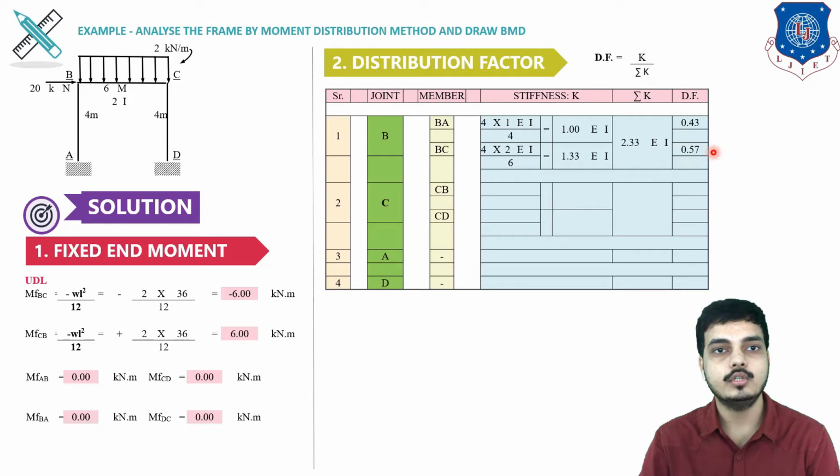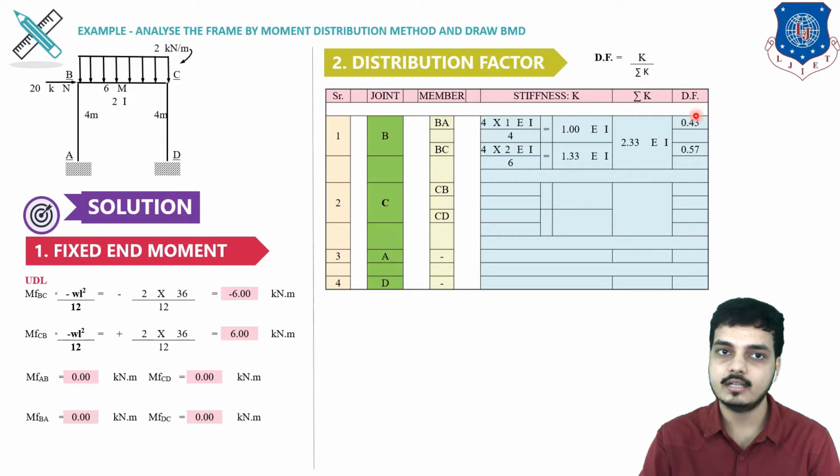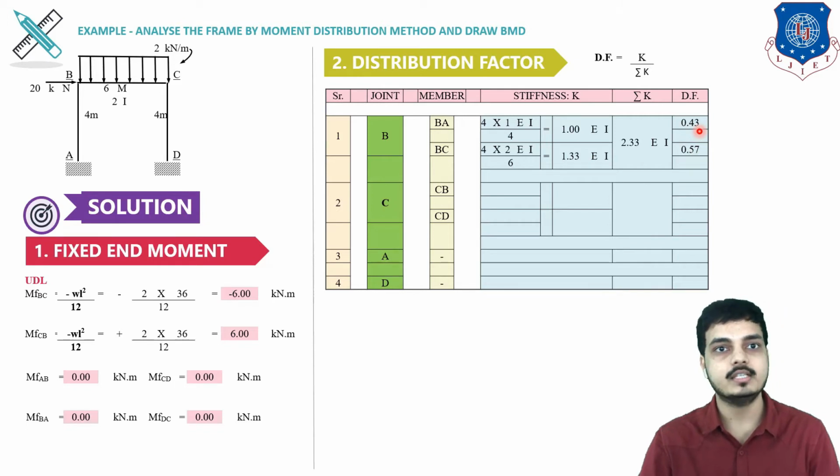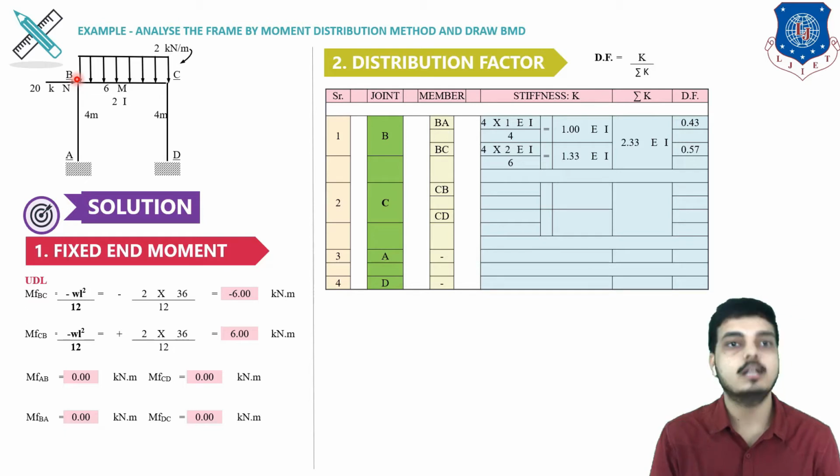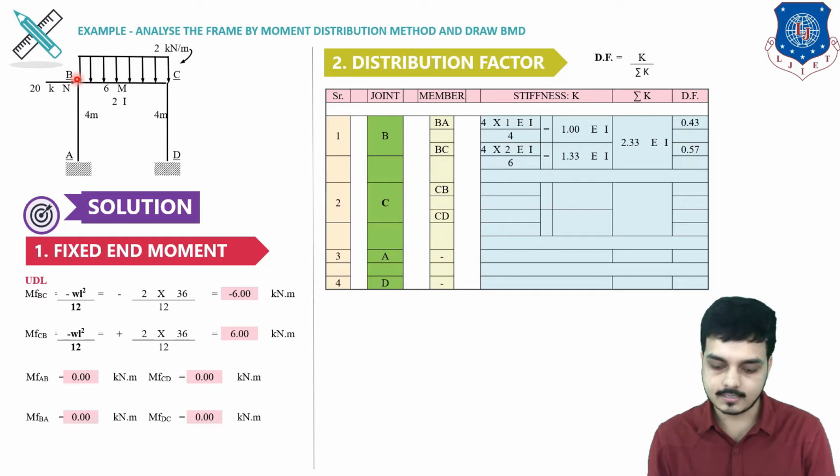Now, I have told you earlier that we have to sum up and check that the value comes to unity. That means the addition of these two values will be 1. So 0.57 plus 0.43 is 1, so our calculation is correct. Now moving ahead with joint C, we have member C to B and member C to D. For that, the far end is a pin joint, but it is an internal joint, so we will consider it as fixed. So let's see.